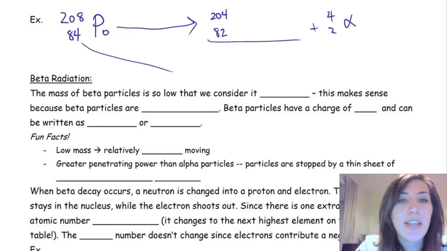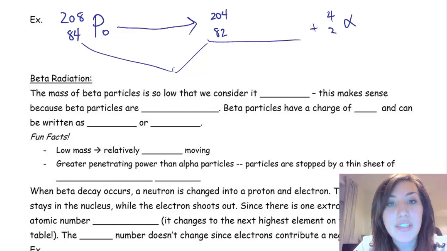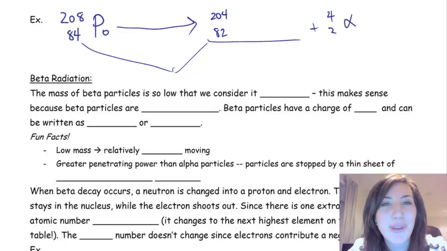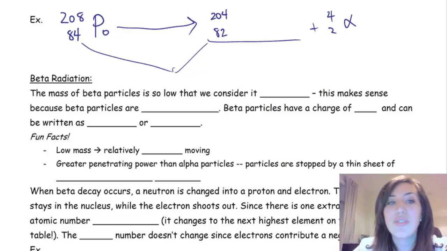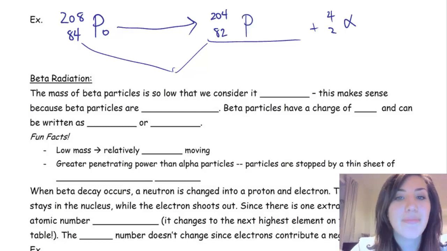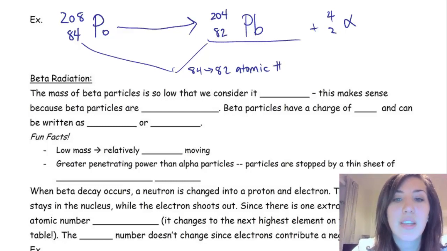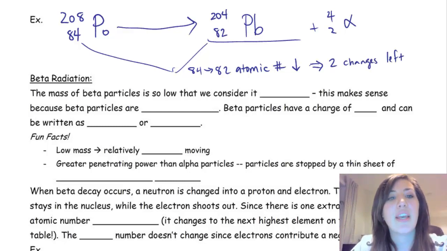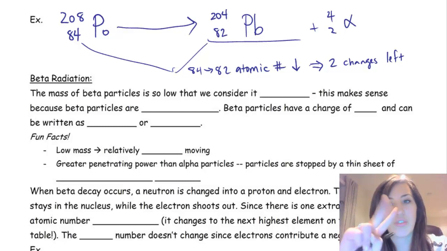Now, if the atomic number goes down from 84 to 82, it's no longer the same element. Take a look at your periodic table in your textbook or in your data booklet, and you'll see that 82 does not belong to polonium. 82 is the atomic number that belongs to lead. So here we have an 84 to 82 atomic number decrease. It went 2 to the left because it went down from 84, 83, 82, 2 changes.